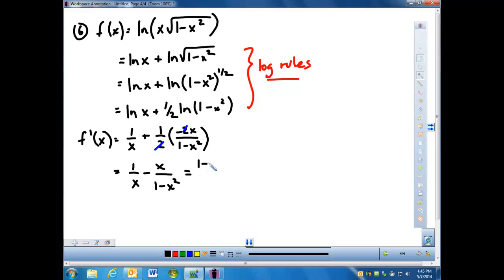over x times 1 minus x squared. And then the second fraction, I just have to multiply that by x. And so that's how I got that second x squared. Simplify that, 1 minus 2x squared all over x times 1 minus x squared. That's a relatively simplified answer. Again, lots of log rules, and then a little bit of derivative work at the end.